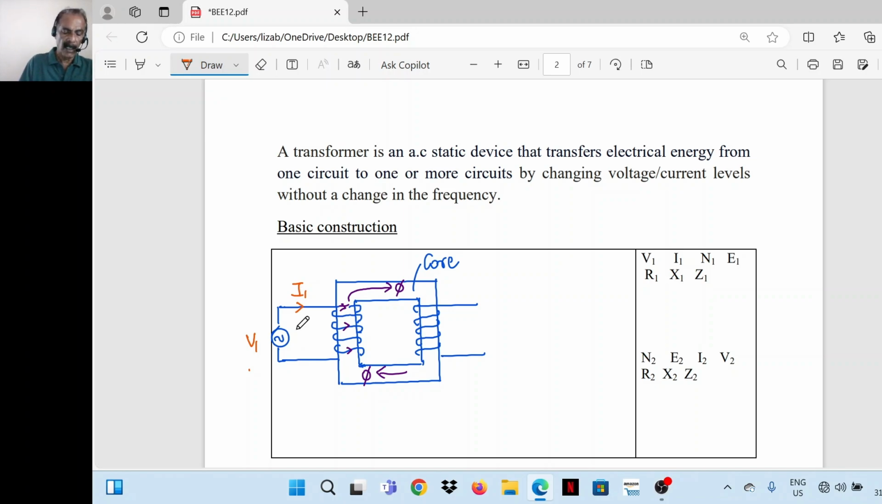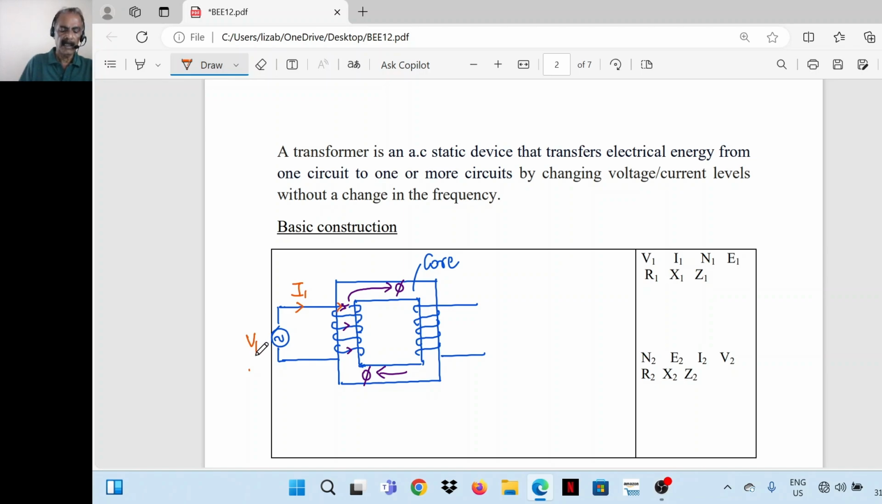See the direction of current I1. I have marked the direction of current in the winding. When current flows in this direction, it will set up a flux in the core. This kind of current direction through the coil can set up a flux in the clockwise direction. So for this current direction, clockwise is the direction of flux set up in the core. So there is a flux set up in the core.